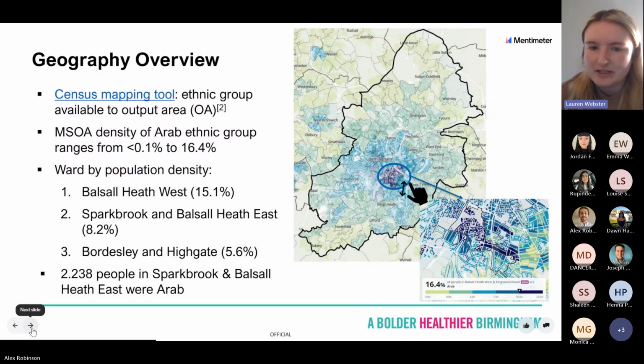By population density, Balsall Heath West contains the highest density of the Arab community at 15.1%, with Sparkbrook and Balsall Heath East having 8.2%, and Bordesley and Highgate with 5.6%. And 2,238 people in Sparkbrook and Balsall Heath East were Arab. Next slide, please.